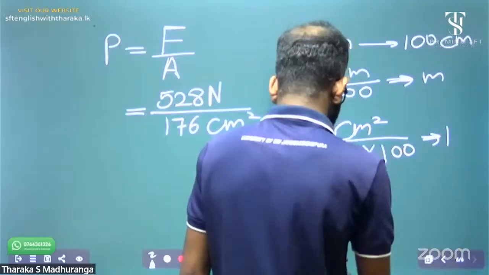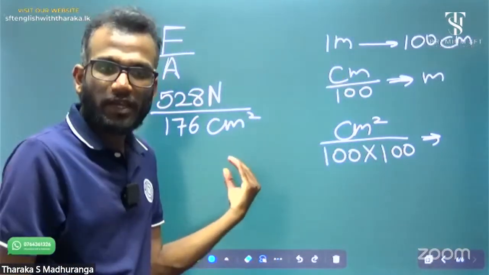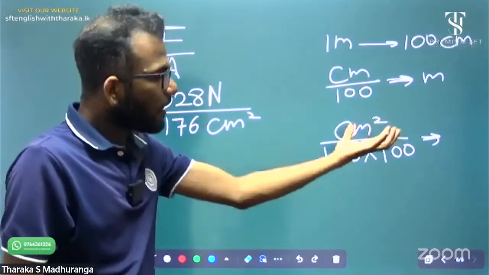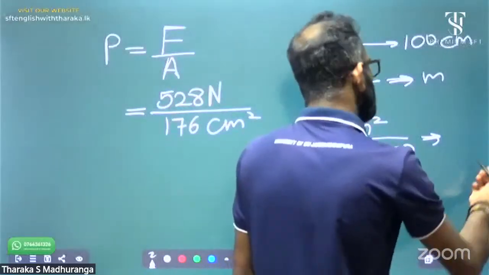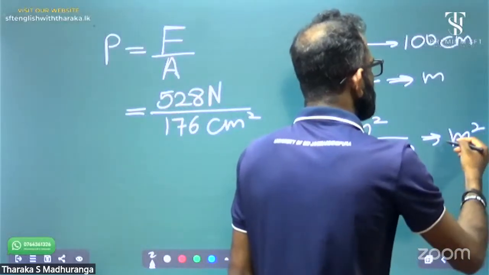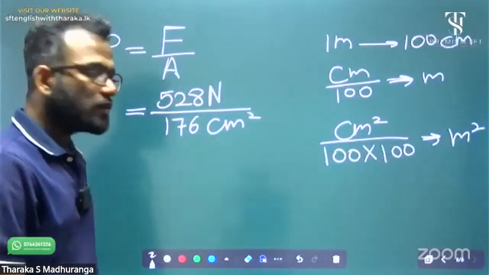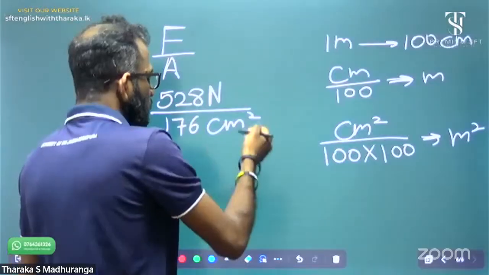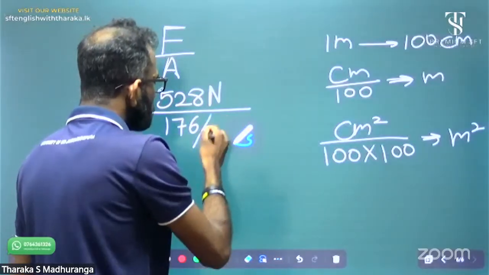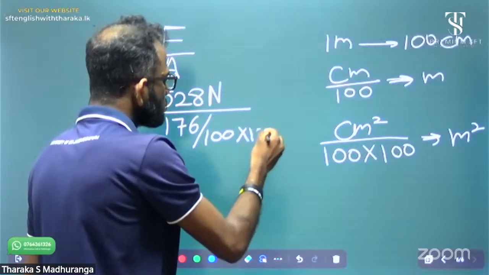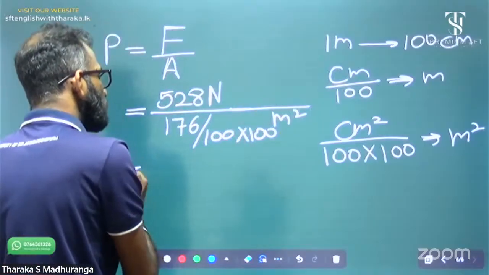It is not actually the pressure lesson, it is the fluid mechanics lesson. I target to explain this unit conversion. Square centimeter, how do you convert into square meter? Divide by 100 into 100. That means 10,000. You can't substitute square centimeters, you have to divide by 100 into 100. Now it is square meter. Now you are correct.